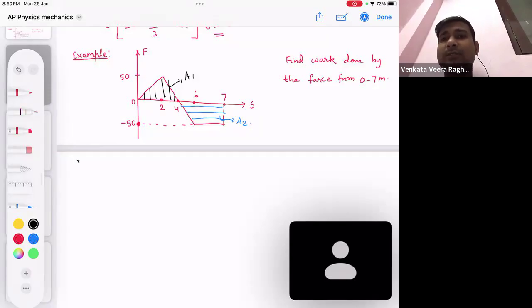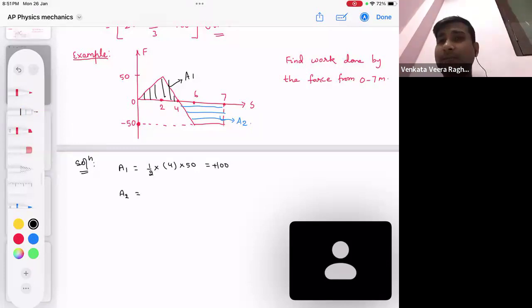Please solve now. See, what will A1 come to? Half into base, which is 4, into height, which is 50. So 200 will come. We will take it as positive.